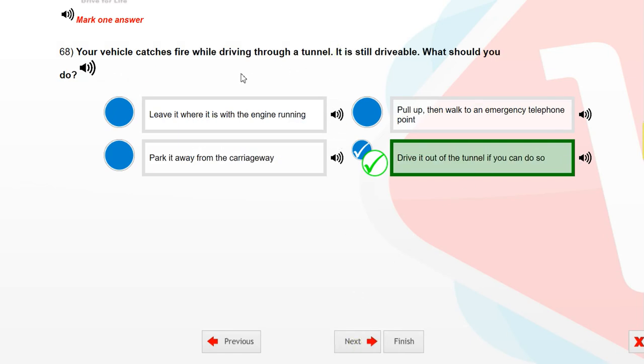Your vehicle catches fire while driving through a tunnel. It is still drivable. What should you do? اشتعلت النيران في محرك السيارة وأنت في نفق وما زالت قيادة السيارة ممكنة. ماذا عليك أن تفعل؟ حدد إجابة واحدة. Drive it out of the tunnel if you can do so. قيادة السيارة إلى خارج النفق إذا كان ممكنا.